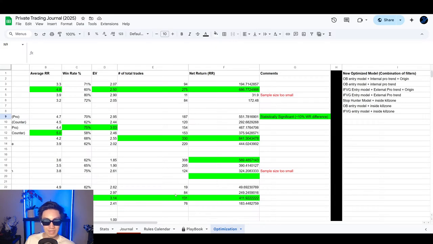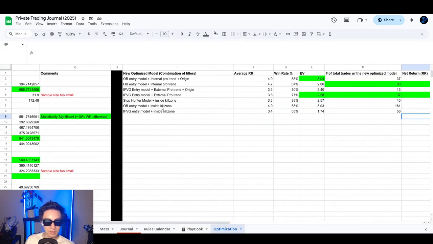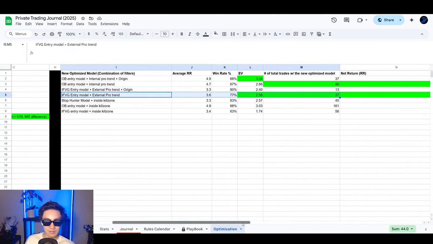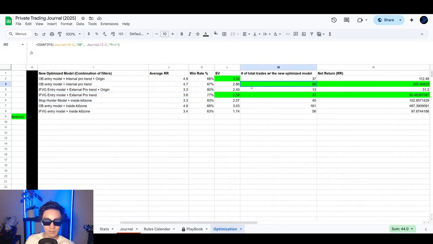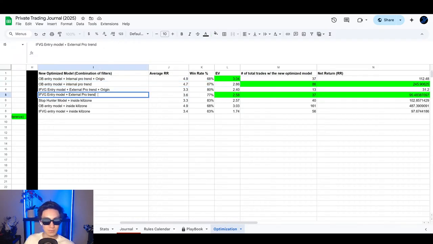So in conclusion, after we've done all this optimization, we can say once we get enough data, but for now, inside kill zone improves the win rate and EV of your system. If you want to take the best optimized system and have a solid amount of trades, it's the OB entry model with internal pro trend. And then for the IFG, the best so far that we have collected in terms of the model that's most optimal is the 2.58 EV, 77%, 3.6. That's when you take external pro trend with the IFG entry model.